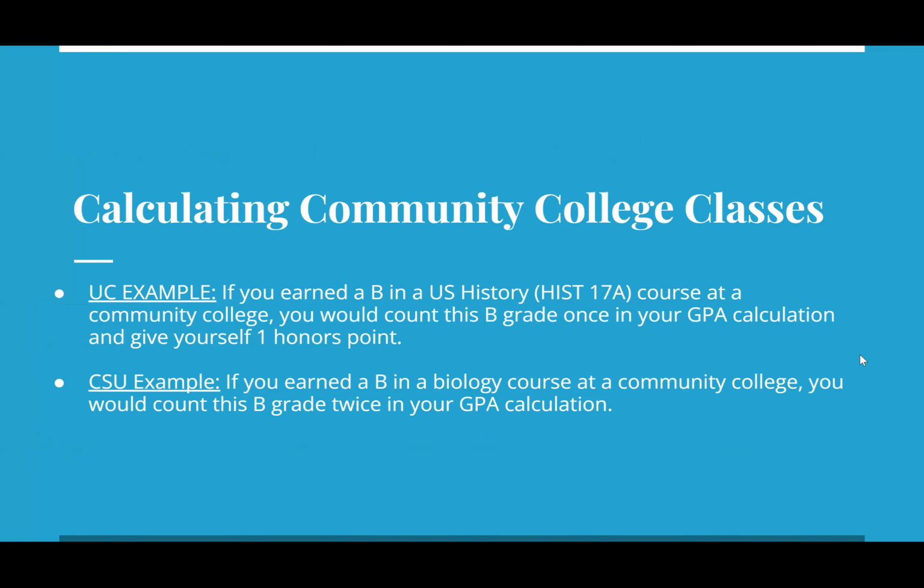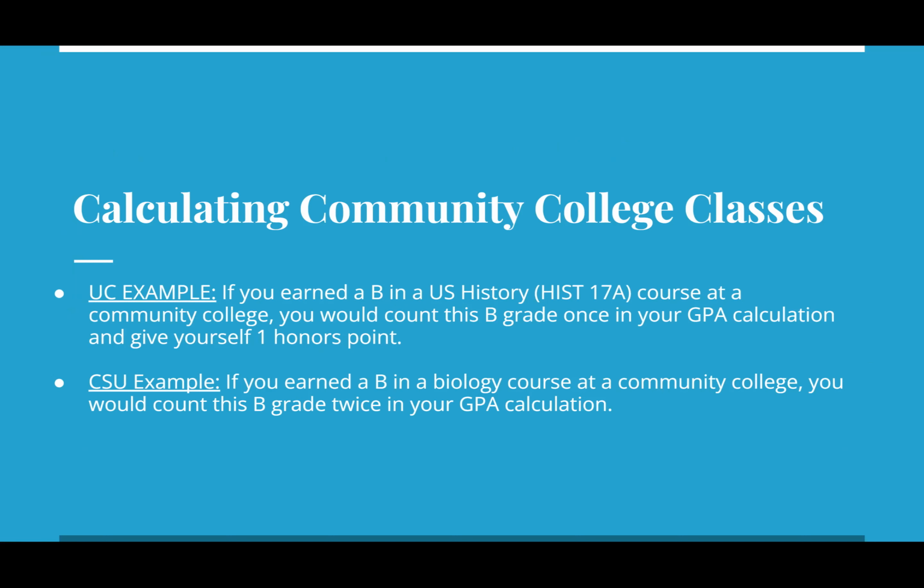So again, back to the community colleges. So a UC example. So a UC, like I said, it's 1 class, 1 honors point per class. For CSU, they're looking at it as like you would count it twice in your GPA calculation.